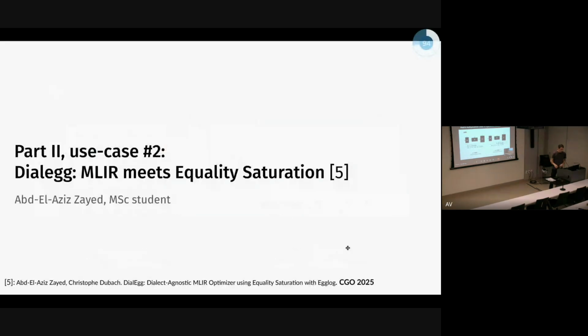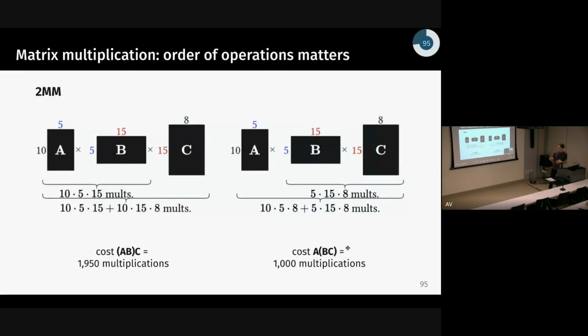So here, what we're trying to do, it's another small use case where we now try to integrate equality saturation with MLIR. MLIR is this compiler infrastructure I talked to you about. We're trying to see how feasible it is to add this technique to MLIR. This is the work of Aziz, one of my MSc students in my group. So we're focusing here, for the purpose of this talk, on the matrix multiply example.